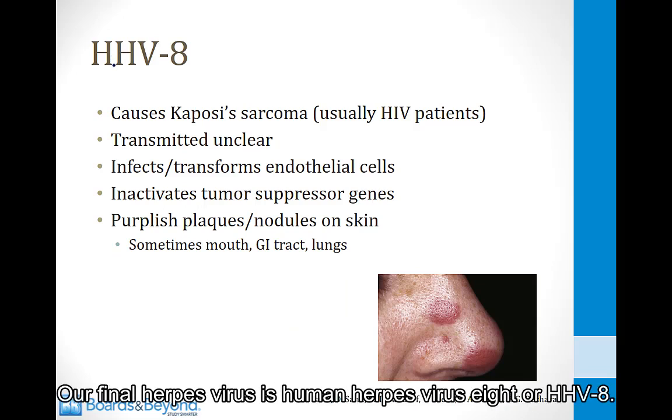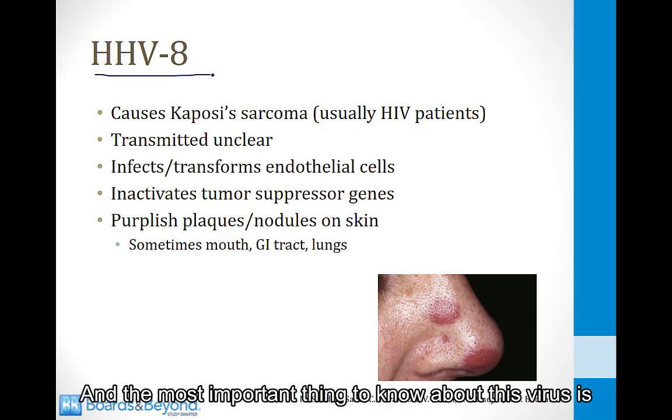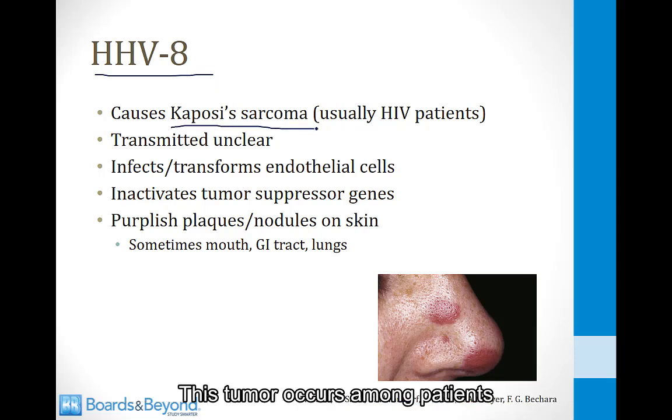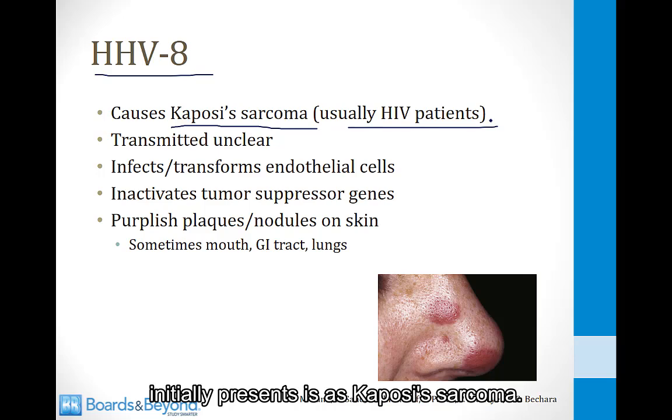Our final herpes virus is human herpes virus 8, or HHV8, and the most important thing to know about this virus is that it causes the vascular tumor Kaposi's sarcoma. This tumor occurs among patients who are immunocompromised. Classically, it occurs among patients with end-stage HIV or AIDS. This is sometimes the way that AIDS initially presents, as Kaposi's sarcoma.